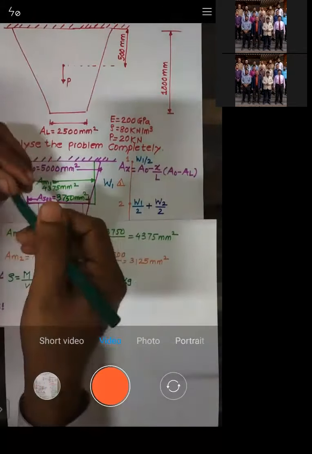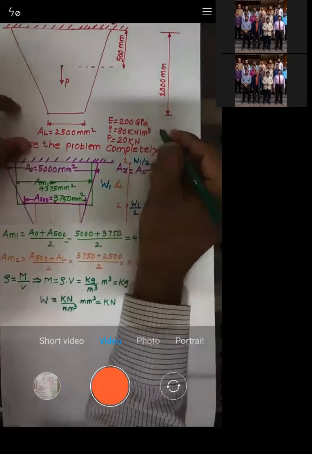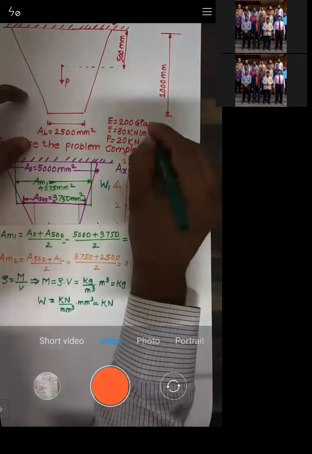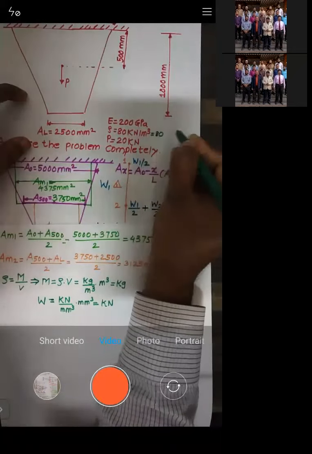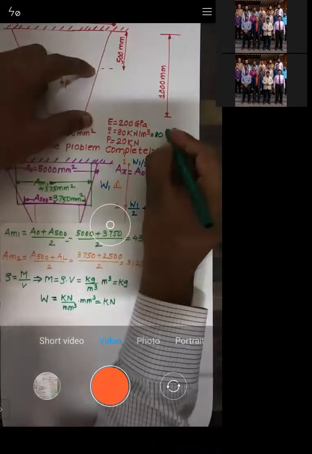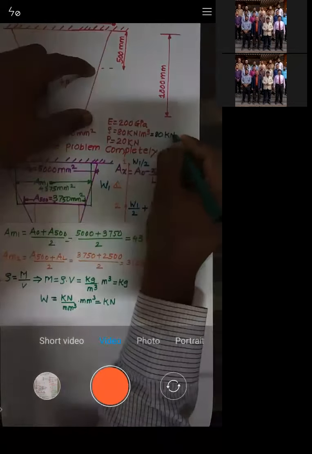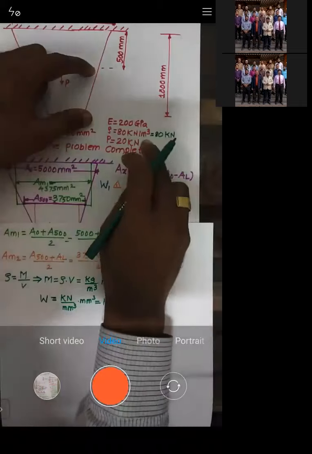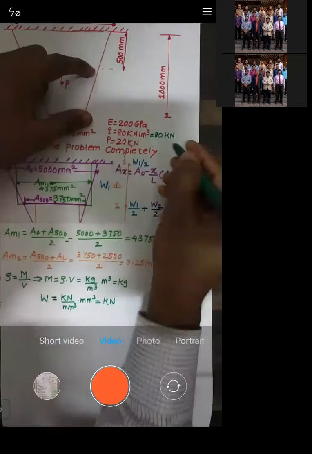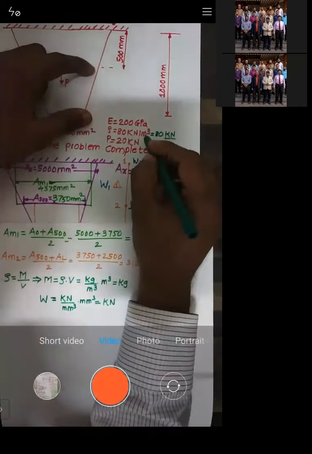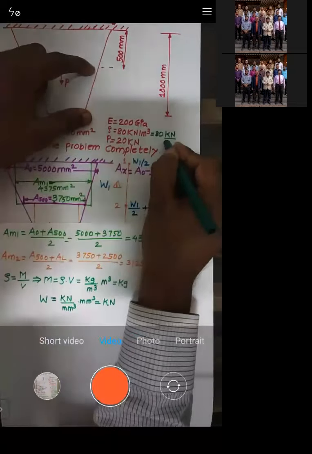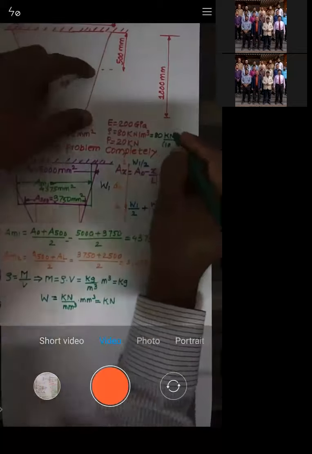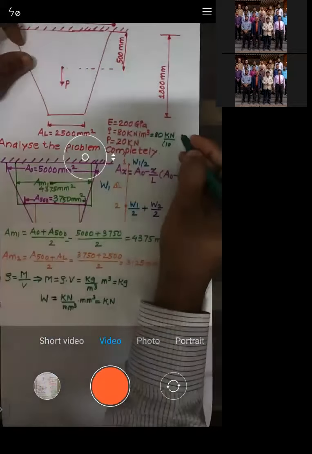Here I need to do some conversion. So how should I do that? Let's see this one. I will just convert this. This is 80 kilonewton. Kilonewton has to be kept as it is. I need to convert this meter cube to mm cube. Meter to mm, how will we do that? Just multiply by 10 raised to power 3.